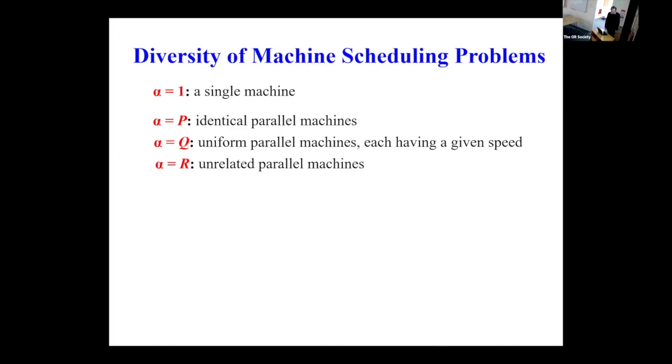If alpha equals Q, then these are uniform parallel machines, which are essentially the same, but they have different speeds. So if a machine has a speed of 2, you would just divide the standard processing time by 2 to get the processing time on the faster machine. And if alpha is equal to R, then the processing time of the job just depends on the job itself and the machine on which you process it. So there may be some machines where the job is not very efficiently processed, and in that case, the processing time would be large.